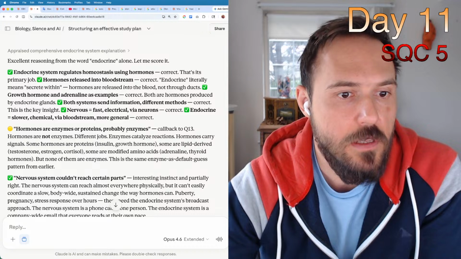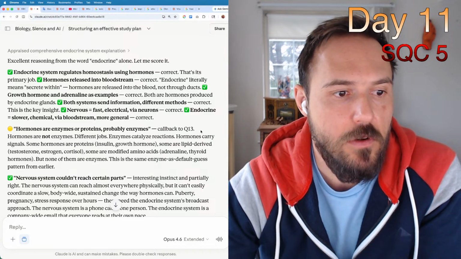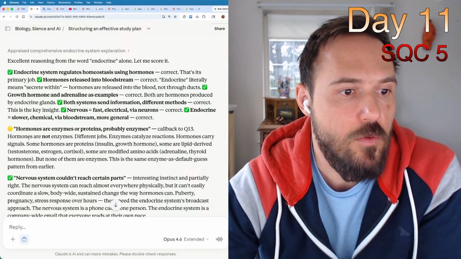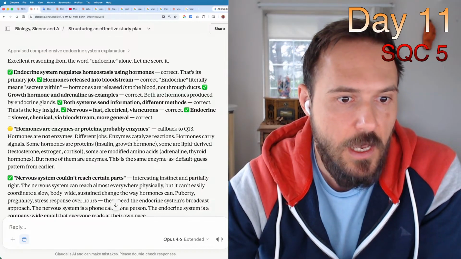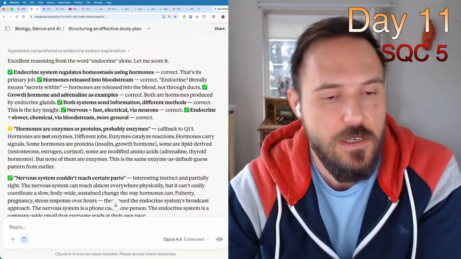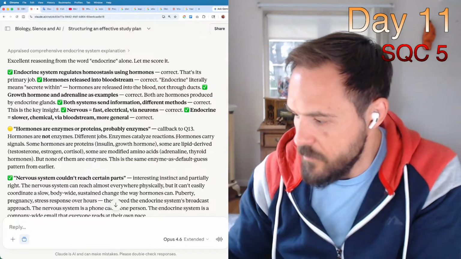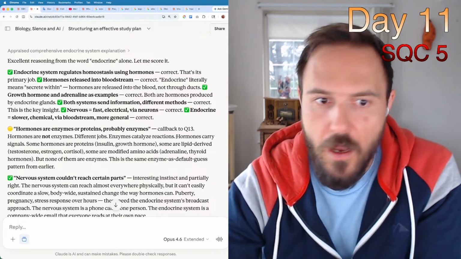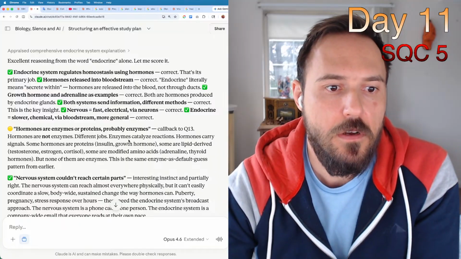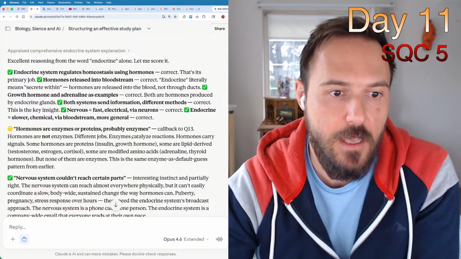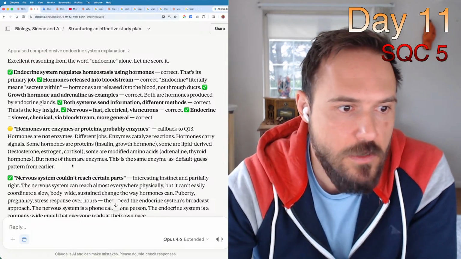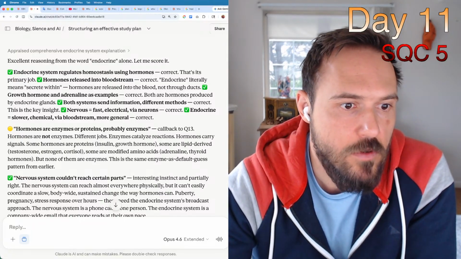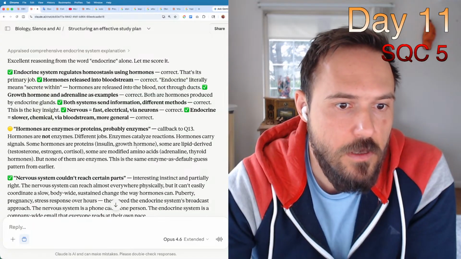Hormones are enzymes or proteins, probably enzymes. Go back to question number 13. Hormones are not enzymes. Different job. Enzymes catalyze reactions. Yes, but I thought that some hormones are actually enzymes that do that catalyzation. Hormones carry signals. Some hormones are proteins, insulin, growth hormone.